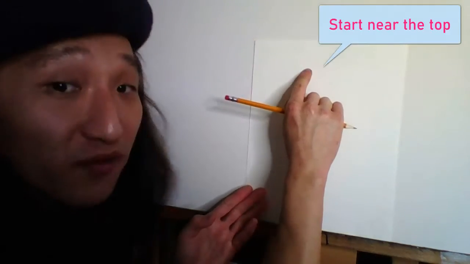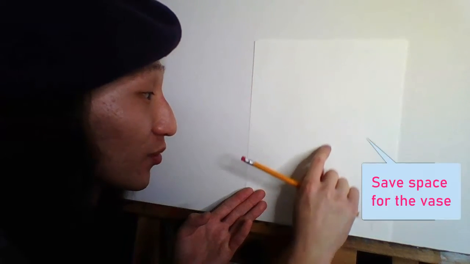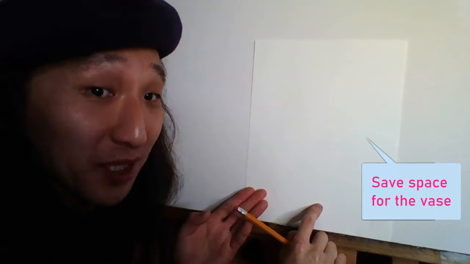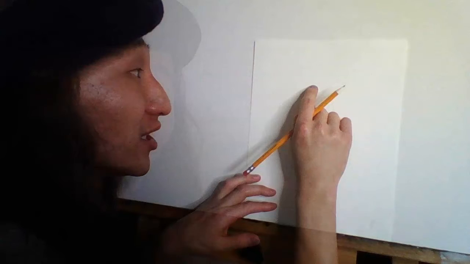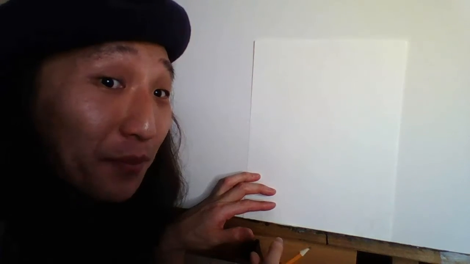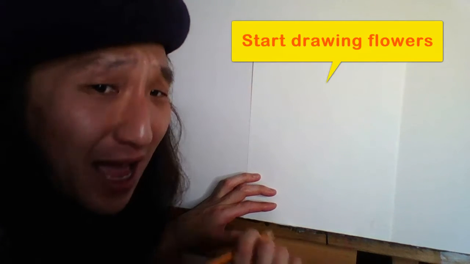You want to start your flower drawing near the top of your paper so you have room for the vase down below. Your flowers can be many different shapes. Think about the kinds of flowers that you want to do. Starting near the top, go ahead and put your first flower. I'm going to make my flower a circle shape.